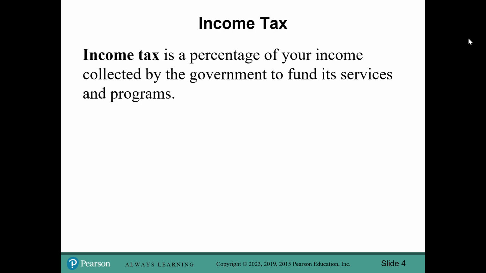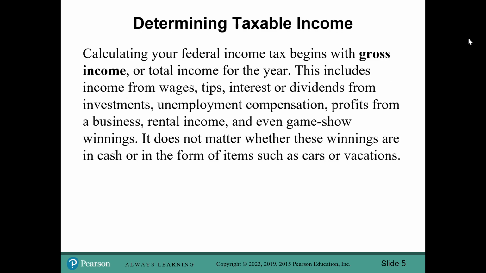Income tax is a percentage of your income collected by the government to fund its services and programs. So, we need to determine our taxable income. And in order to do that, we need to calculate our federal income tax. And that begins with gross income, or the total income for the year. This includes income from wages, tips, interest, or dividends from investments, unemployment compensation, profits from a business, rental income, and even game show winnings. It does not matter whether these winnings are in cash or in the form of items such as cars or vacations.